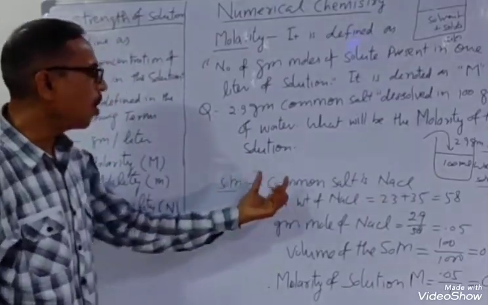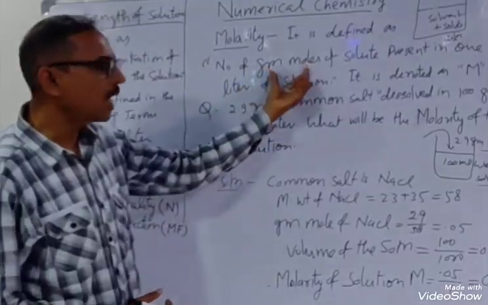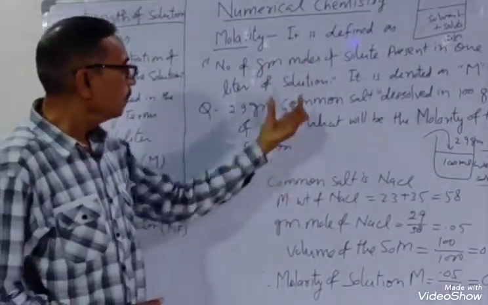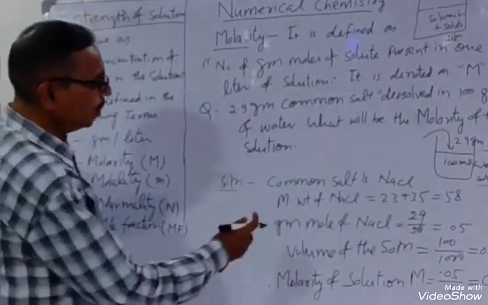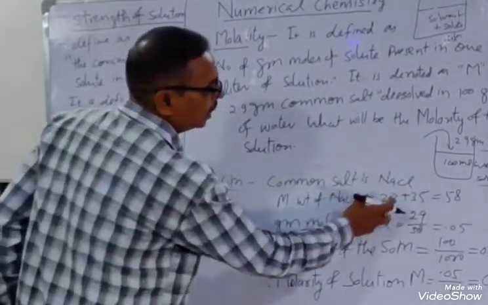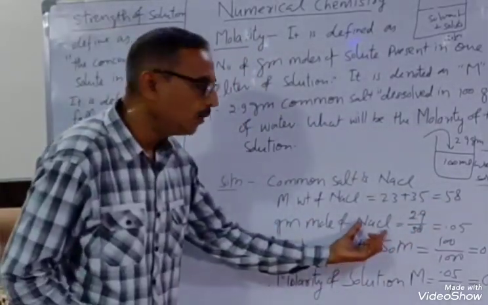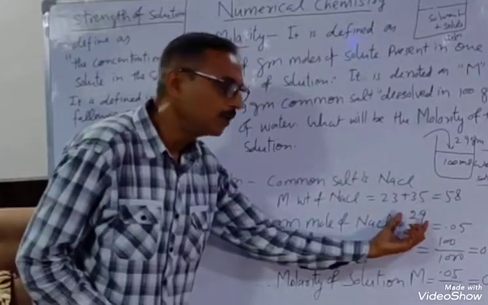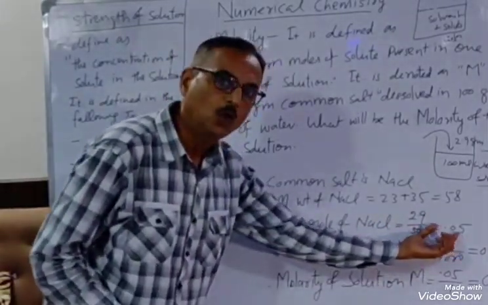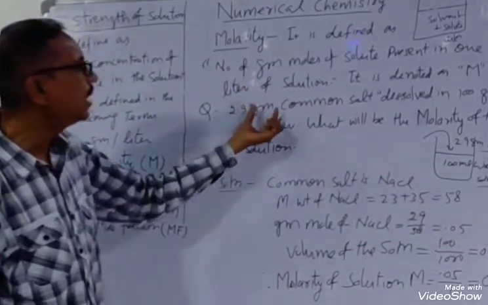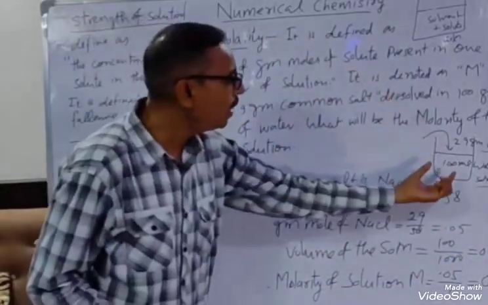So let us see, common salt means sodium chloride. First we calculate the gram moles. For gram moles, we need the molecular weight. So, molecular weight of NaCl, 23 plus 35.5, approximately 58. Number of gram moles of NaCl, we have to find out weight in gram divided by the molecular weight, 2.9 divided by 58 equal to 0.05. It means 2.9 gram of common salt is 0.05 moles.